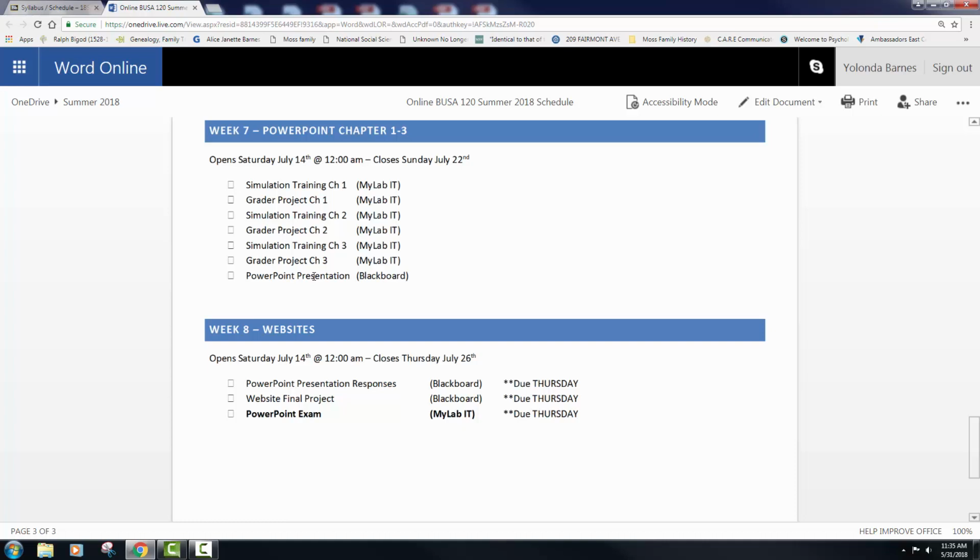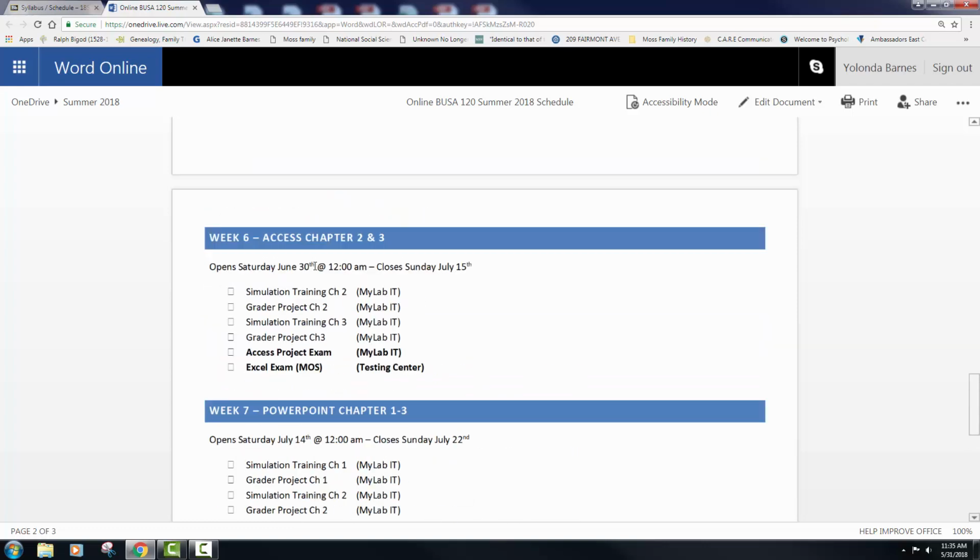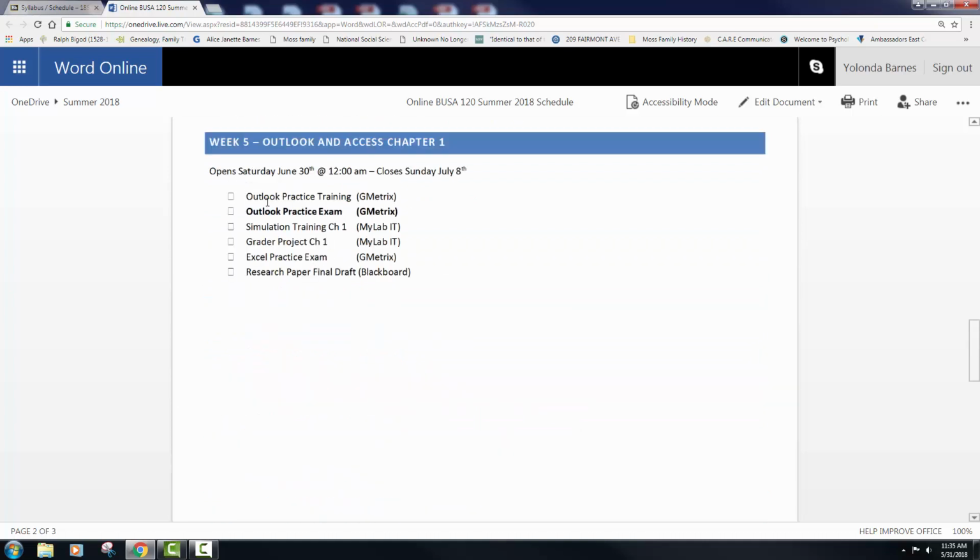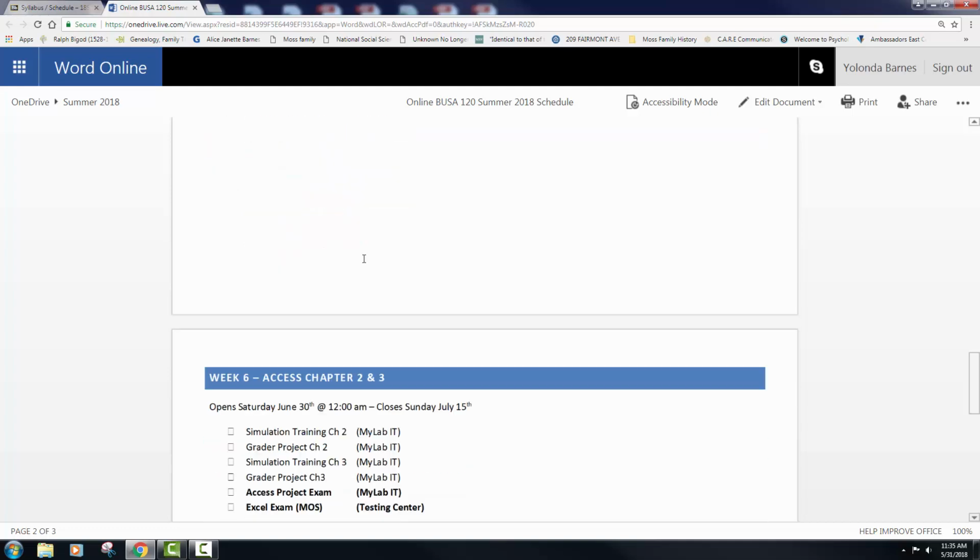The last 2 weeks are a little bit easier, but there's still some rigor to them. So you will be completing chapters 1 through 3 for PowerPoint. It is not rocket science. Out of all of the Microsoft Office programs, it's the easiest by far, and you're going to blow right through it. So you remember the paper that you were working on and that you completed? That was due back in week 5 to me and Blackboard.